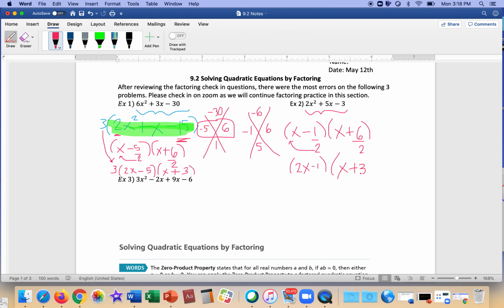6 over 2 simplifies. And you can always check. This is our final answer. But you can check, because if you FOIL and you distribute, you will get 2x squared plus 5x minus 3. Okay, now this next one. There's a few ways you can do it.